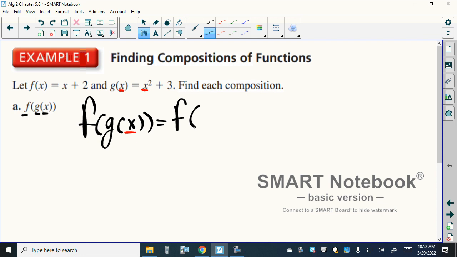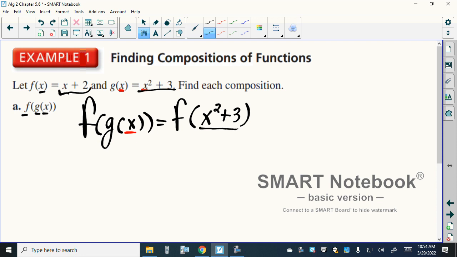So most of the time when we start these, we're just saying I'm replacing g of x with what it's equal to. Which now gives us f of x squared plus 3. Well, I know what f of x is. F of x is x plus 2, yes? But I don't have f of x anymore. I have f of x squared plus 3, yes? I replaced x with x squared plus 3, yes?